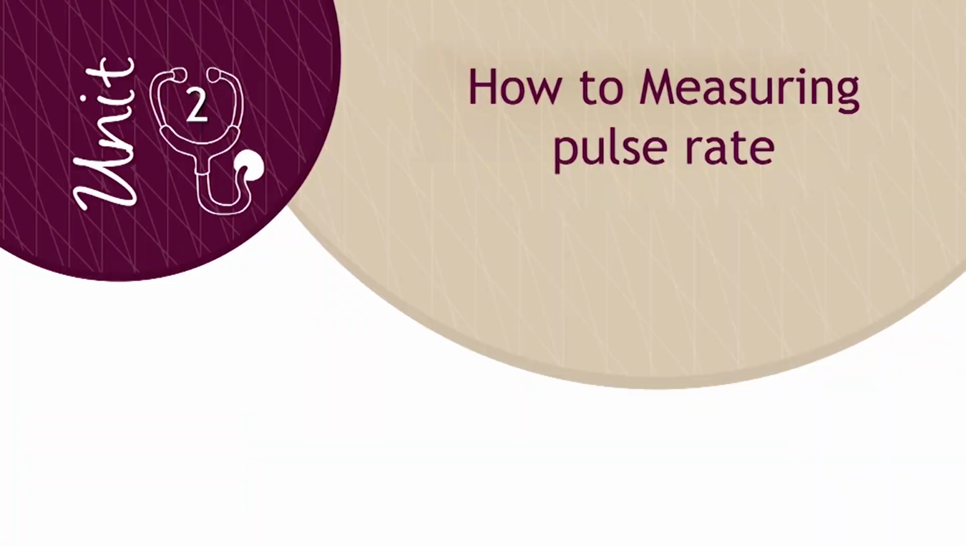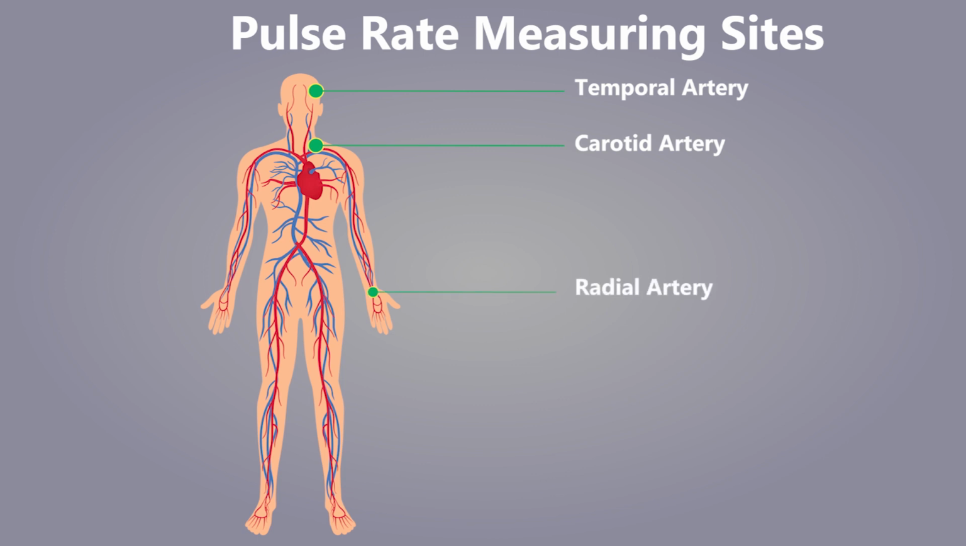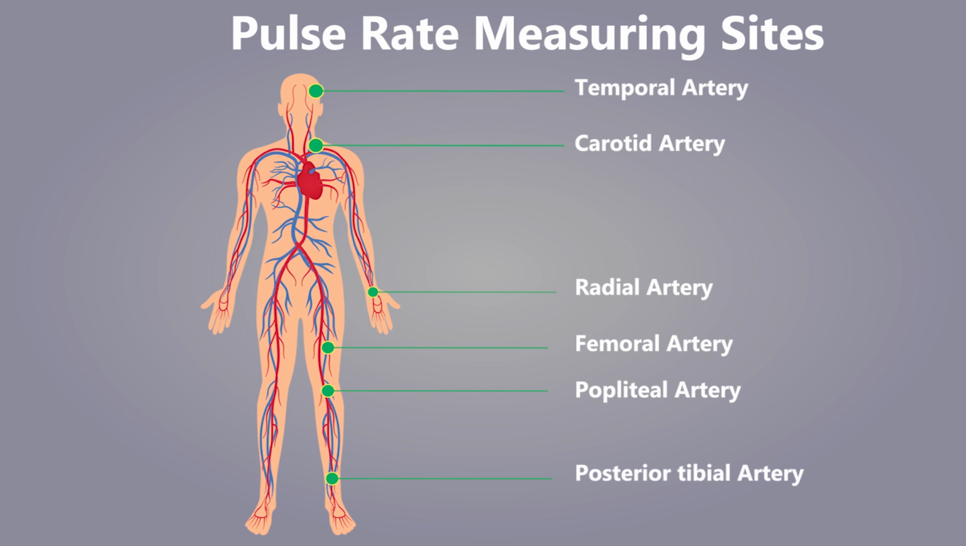Measuring pulse rate. The pulse may be palpated in any place that allows an artery to be compressed near the surface of the body. Pulse rate measuring sites are: first, at the head, temporal artery; second, the neck, carotid artery, and the wrist, radial artery; at the groin region, femoral artery; behind the knee, popliteal artery; near the ankle joint, posterior tibial artery, and on the foot, dorsalis pedis artery.